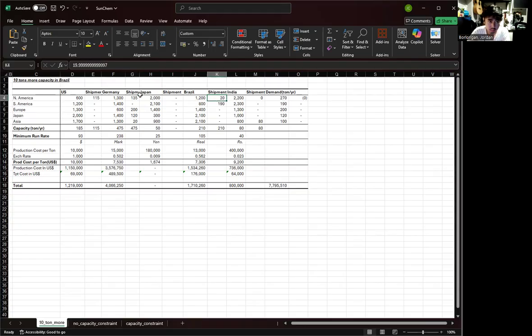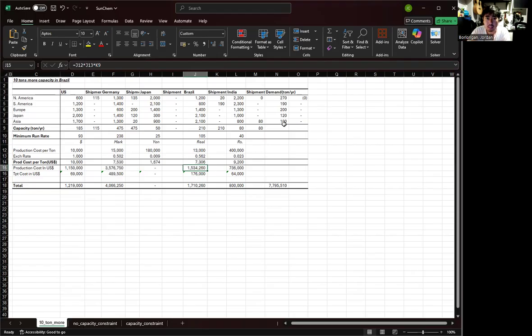But the core principle of lower costing behavior still remains the same, because the majority of the shipments come from Germany as well as Brazil. The exchange rate didn't change, so the resulting production rate is still the same, still relatively low.